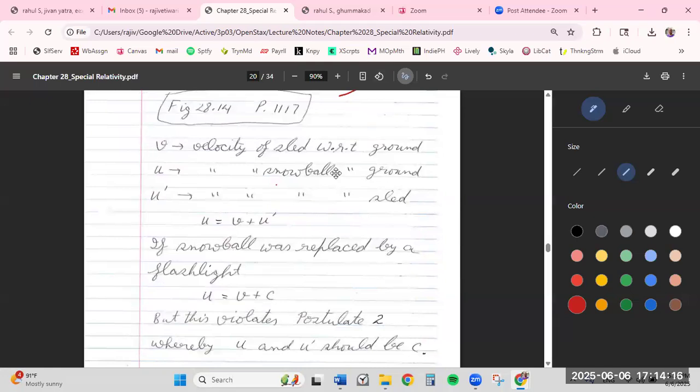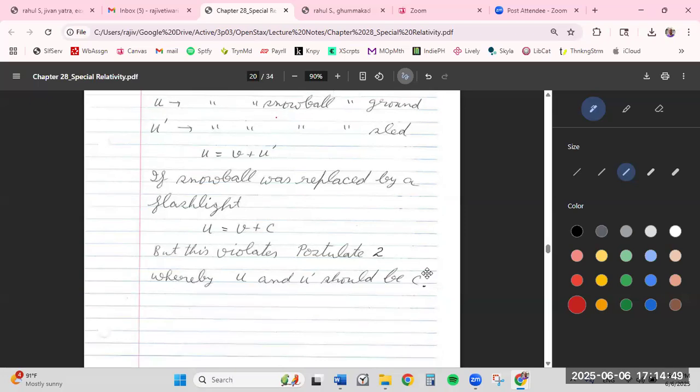So if v was the velocity of the sled with respect to ground, and u is the velocity of the snowball with respect to ground, and u prime the velocity of the snowball with respect to the sled, then the equation that describes the addition of velocities is velocity u equals velocity v plus velocity u prime. And remember, these are vectors, so they can be positive or negative.